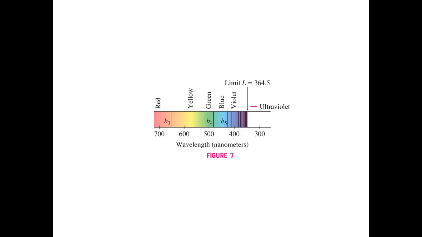The next one down here is in the green-blue part of the visible spectrum. Remember Roy G. Biv, the oranges are in here, the indigos, they made up violet. And then B5 is down here, just short of violet. B6 and on, they're in the violet, and they get so close together you can't distinguish them anymore. So they're going toward 364.5.